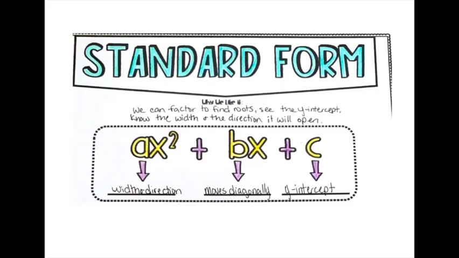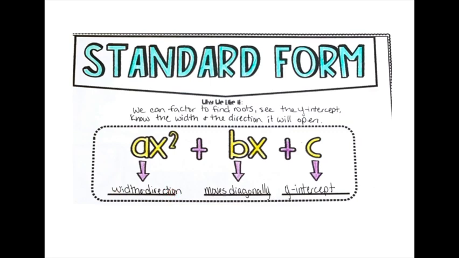All right? Let's look at some more features of standard form. You can factor to find the roots. You can automatically see your y-intercept. You know the width and the direction. All right, so let's talk about what these coefficients and constants tell us. The a will tell us the width and the direction.